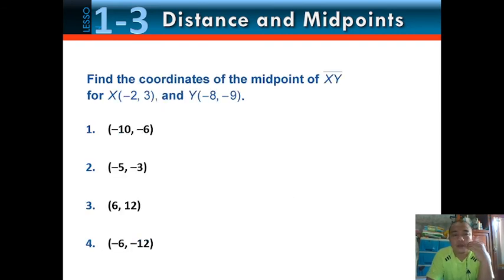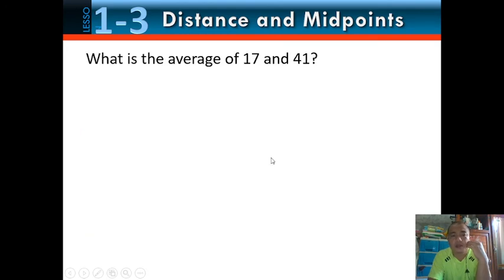Next, find the coordinates of the midpoint of XY for X (negative 2, 3) and Y (negative 8, negative 9). What's your answer? These are the choices. The answer is number 2, (negative 5, negative 3). Negative 2 plus negative 8 is negative 10 divided by 2, negative 5. 3 plus negative 9 is negative 6, divided by 2, negative 3.